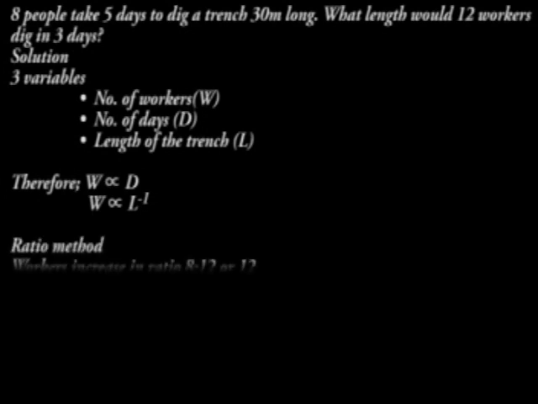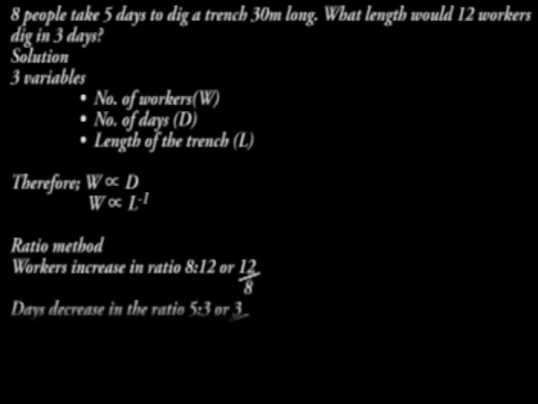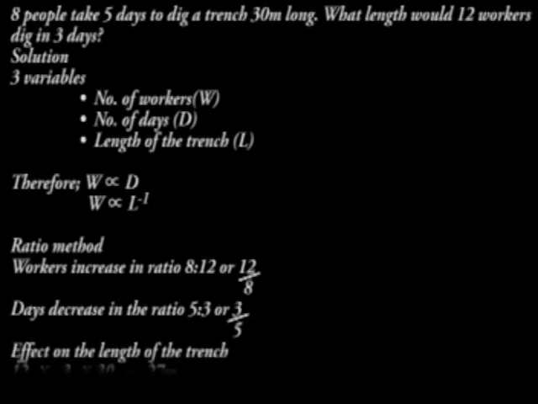Using the ratio method, workers increase in the ratio 8 to 12 or 12 over 8. Days decrease in the ratio 5 to 3 or 3 over 5. What is the effect on the length of the trench? We shall have 12 over 8 times 3 over 5 times 30, which gives us 27 meters.